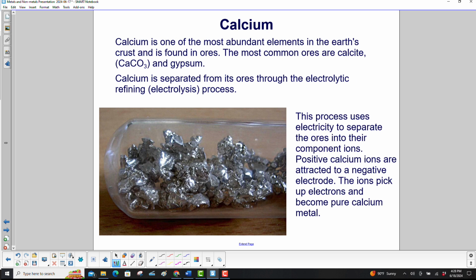Calcium is one of the most abundant elements in the Earth's crust and is found in ores. The most common ores are calcite, which is calcium carbonate, and gypsum. Calcium is separated from its ores through the electrolytic refining process known as electrolysis. This process uses electricity to separate the ores into their component ions. Positive calcium ions are attracted to a negative electrode. The ions pick up electrons and then become pure calcium metal.